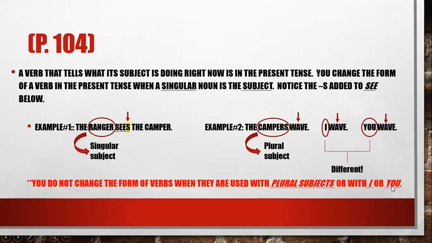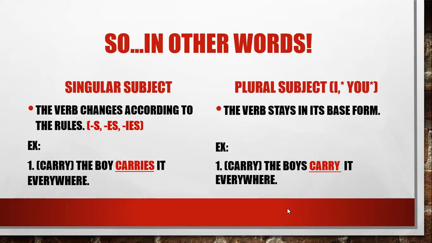You do not change the form of verbs when they're used with plural subjects or with I or with you. And I hope that you guys are with me so far, okay? So, in other words, when you have a singular subject, the verb changes according to the rules, okay? It could be by either adding an S or an ES or changing the Y to I and adding ES, and that's what we're going to discuss in our next slide, okay? If you have a plural subject in the sentence, or if you have I or you, which are the exceptions, the verb stays in its base form. It doesn't change, okay?